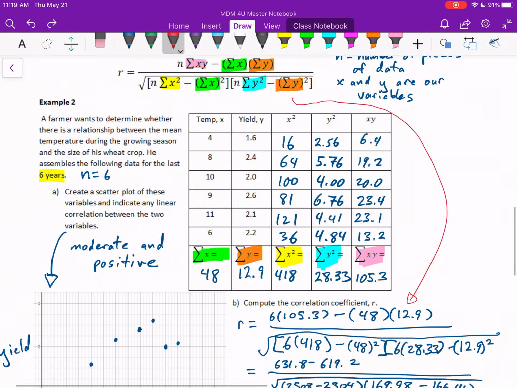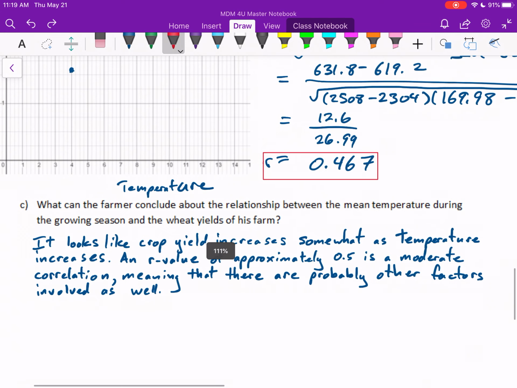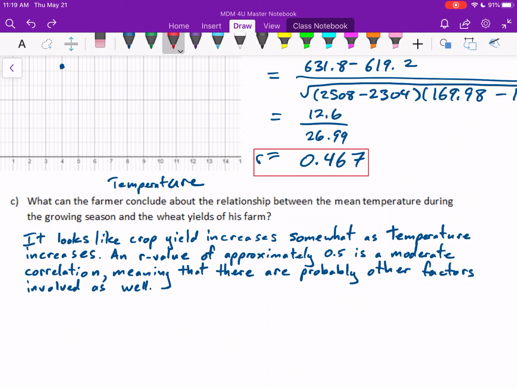So just to finish off this question then, what can the farmer conclude about the relationship between the mean temperature during the growing season and the wheat yields on his farm? To save time, I filled this in ahead of time. It looks like crop yield increases somewhat as temperature increases, somewhat because it's moderate, 0.467. And our value of approximately 0.5 is moderate correlation, meaning there are probably other factors involved as well.